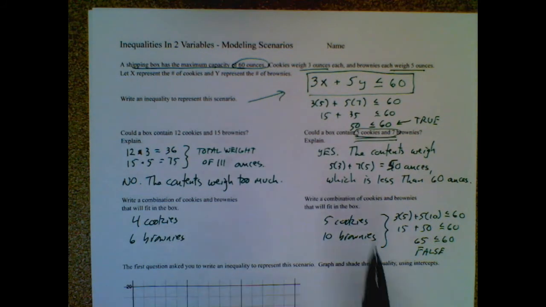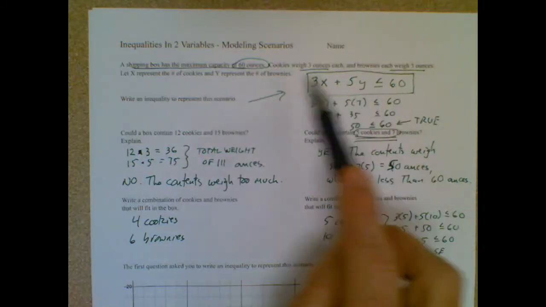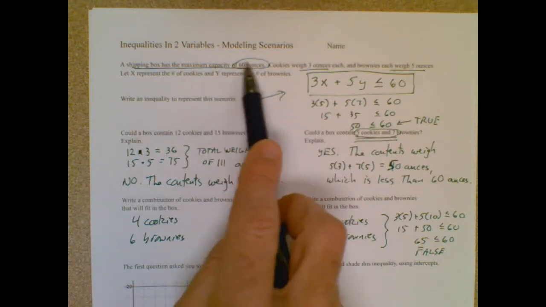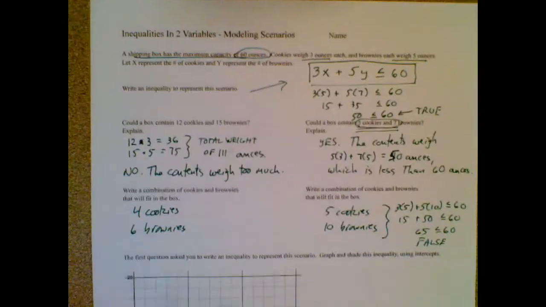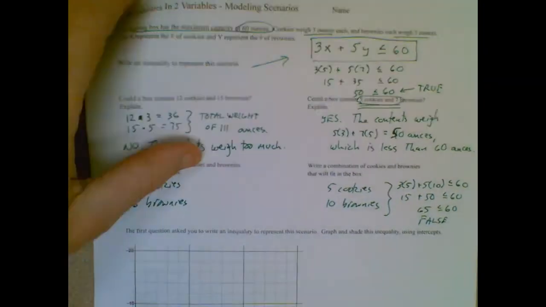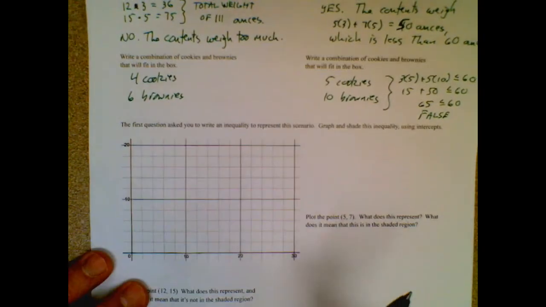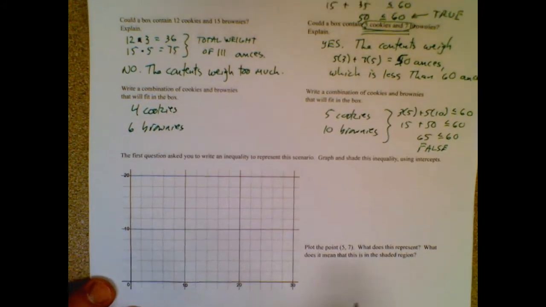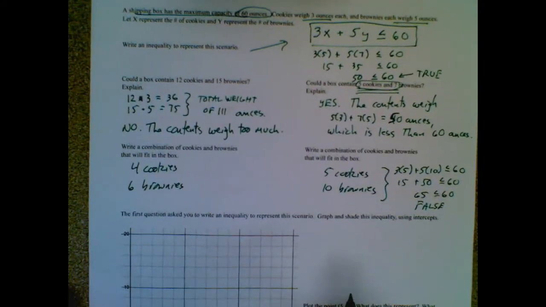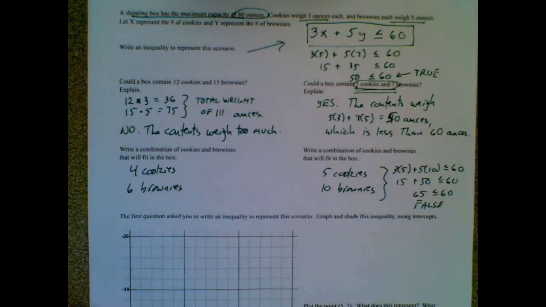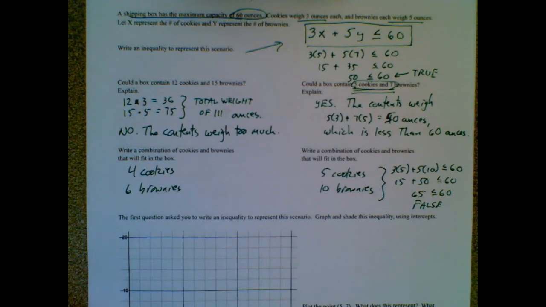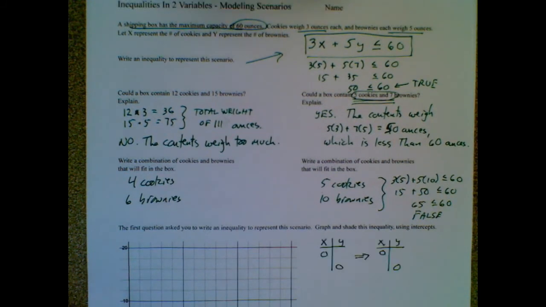We're going to now move on to taking this inequality that we created out of these words, and we're going to go ahead and graph it down here on this coordinate grid. Now there's two ways you could get that done. You could go ahead and solve for y, or you could go with the intercepts. I'm going to graph it with the intercepts.